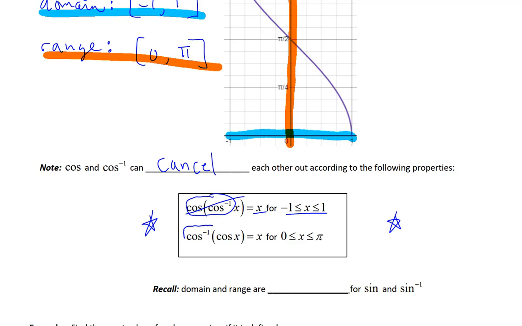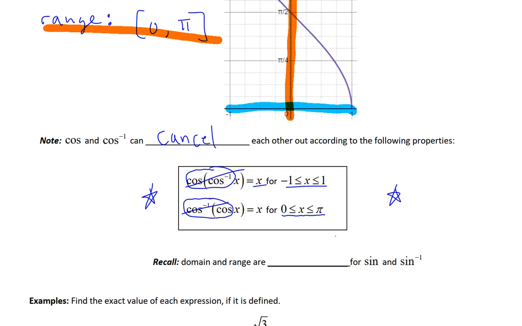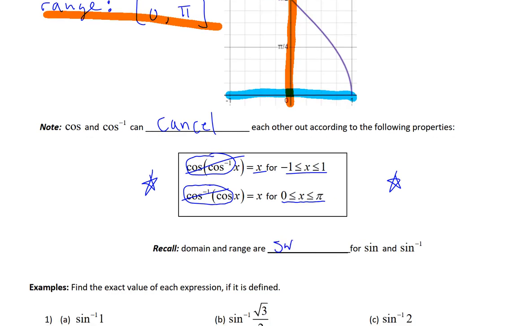Or similarly, the cosine inverse of the cosine of x, again, those inverse functions would cancel each other out when you're taking one of the other, leaving you with x for, this time, x being from 0 to pi, again correlating with the cut we made for the portion of the cosine function above. And also recall, domain and range are switched, for sine and sine inverse, and likewise for cosine and cosine inverse. Okay, so they're inverse functions, which means by definition their domain and range are switched.